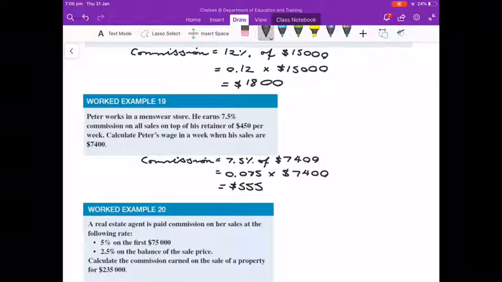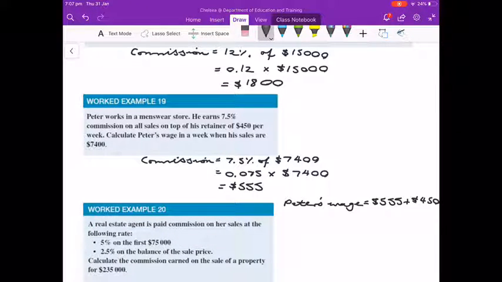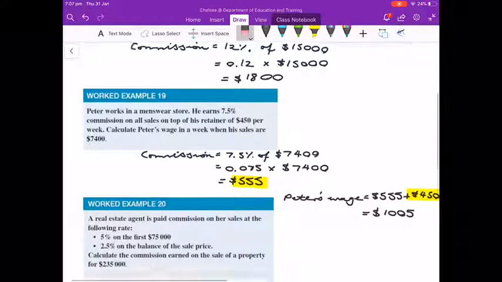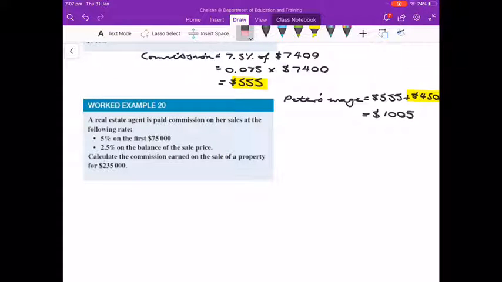So to find Peter's wage, we will add the $555 with his retainer of $450, and that will be his total wage. So Peter earns $1,005 total, where we have his commission and we've added it to his retainer. Let's move on to our final question.